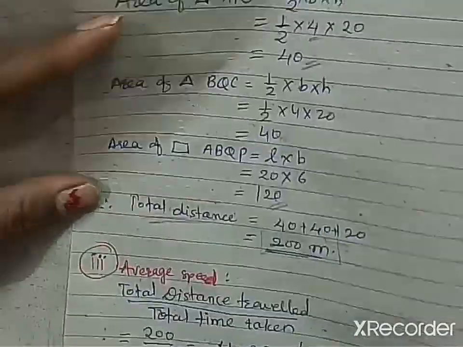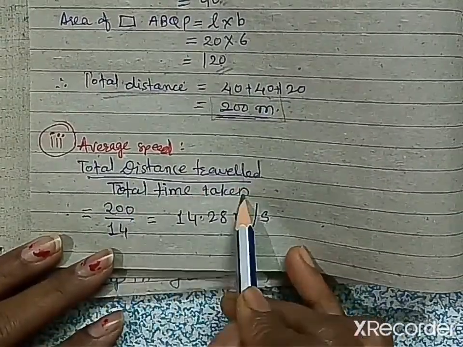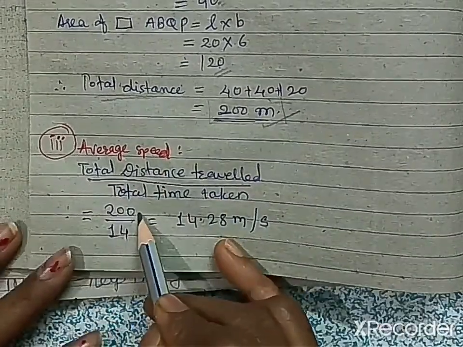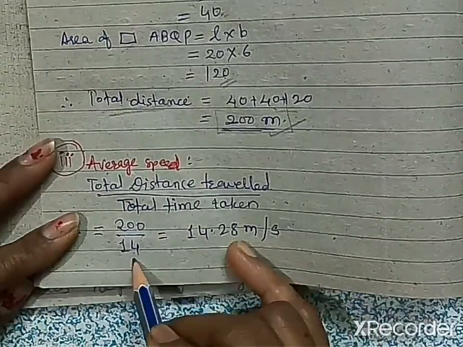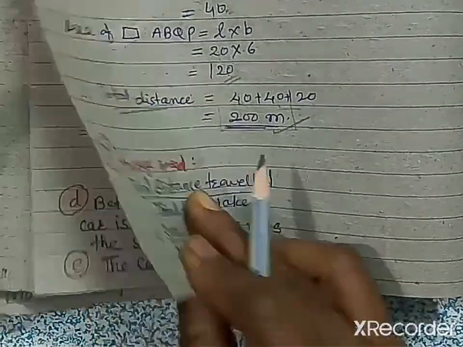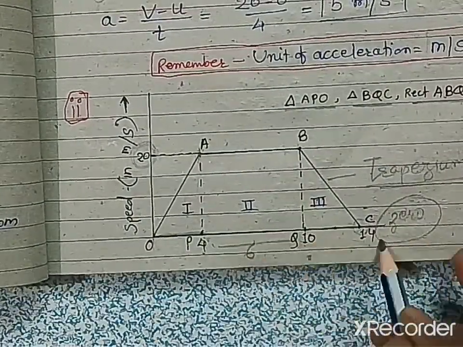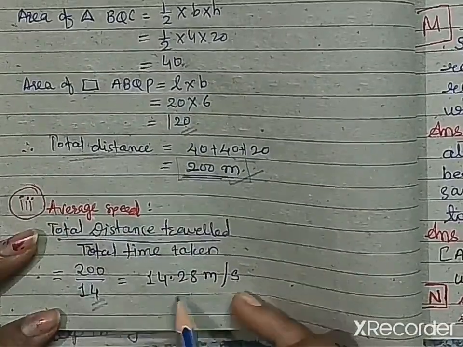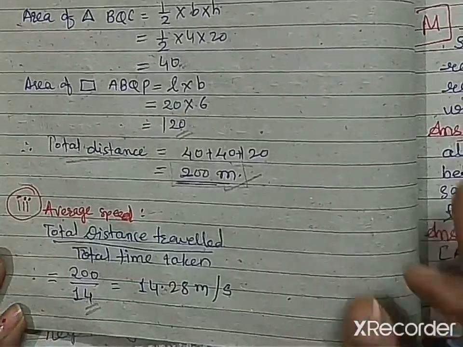Okay, then what is the average speed? Total distance traveled upon total time taken, it is the formula of average speed. So the total distance we have just found is 200 meter, and the total time taken is 14 seconds. You see here again, 0 to 14, it is 14 seconds. So 200 upon 14, it is 14.28 meter per second. This is the average speed of that car.